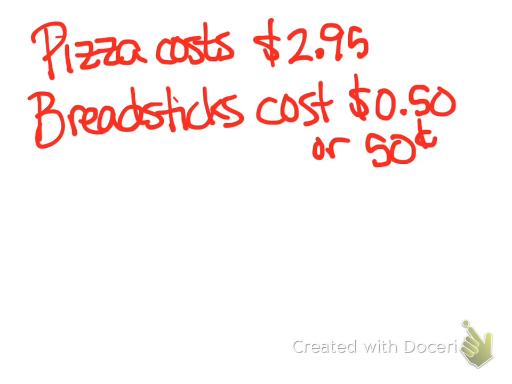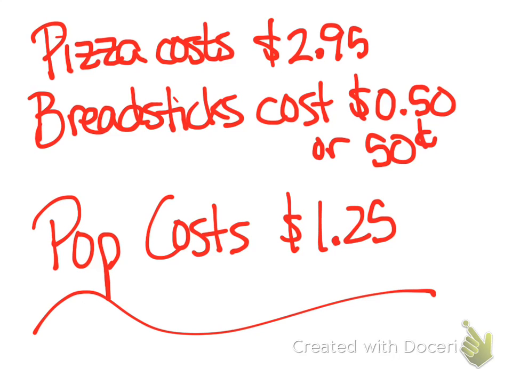Breadsticks cost 50 cents, and I don't care whether you write it as $0.50 with a decimal or 50 cents with the cent sign. And z, my pop, cost $1.25.